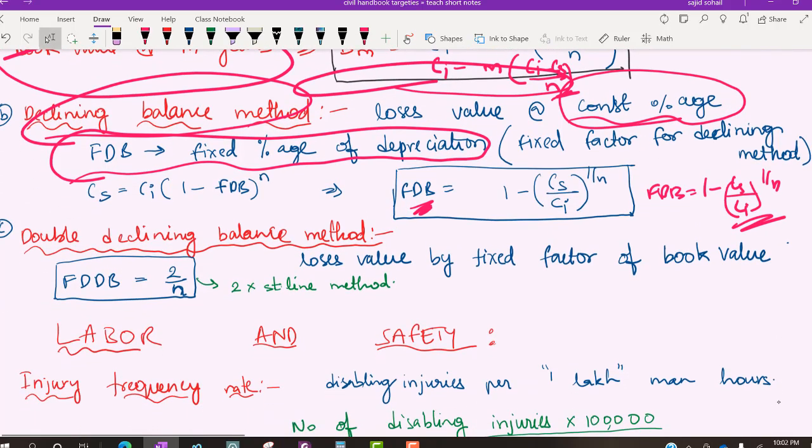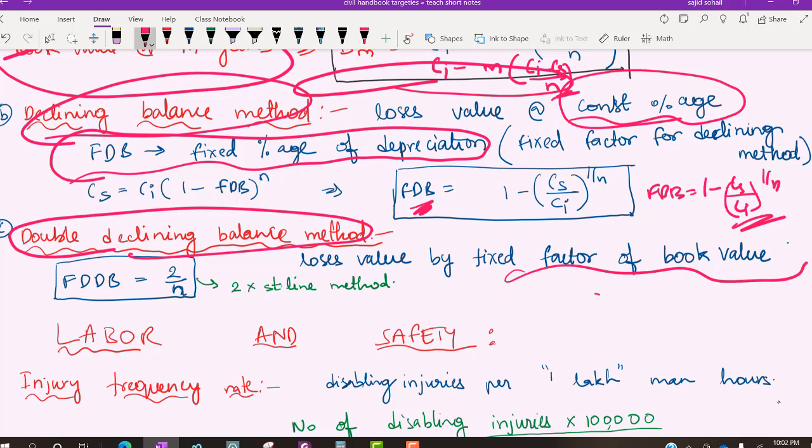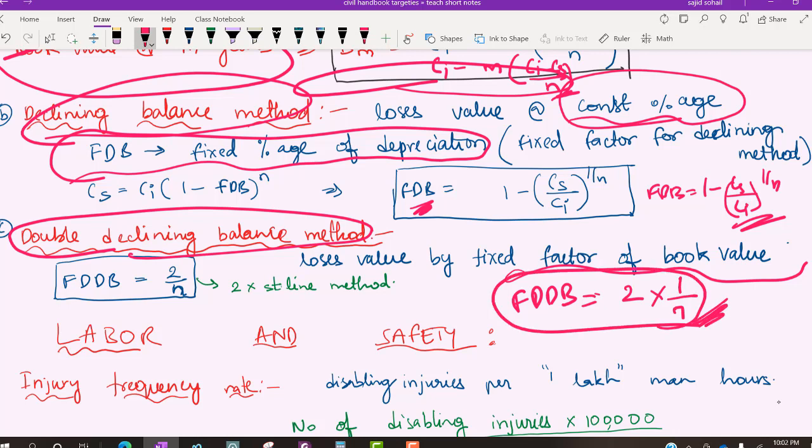Okay, next is double declining balance method. इतना important नहीं है. So if it is declining by any other factor, we will be calling it as double declining balance method. And DDB is almost equivalent to twice that of the straight line method. Straight line method में depreciation कितना था? Rate 1 by n. So the rate of depreciation in double declining balance method is 2 into 1 by n, or 2 by n. I hope you got it.